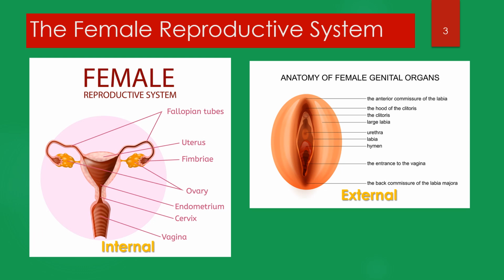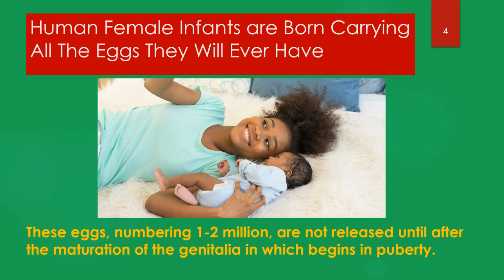The female reproductive system consists of external sex organs and internal reproductive organs. At birth, both internal and external genitalia are immature. However, the number of eggs that the ovaries contain is highest at birth, about 1 to 2 million. After birth, the female cannot grow any more eggs.